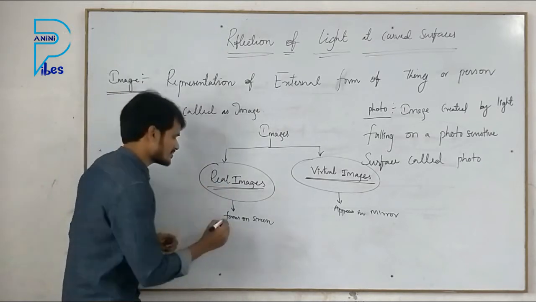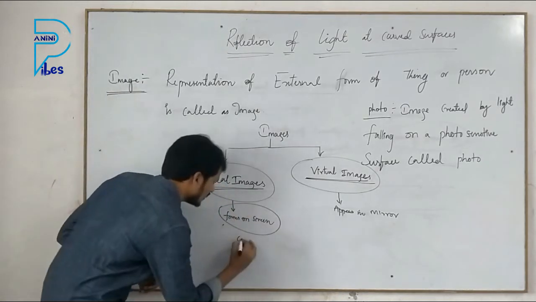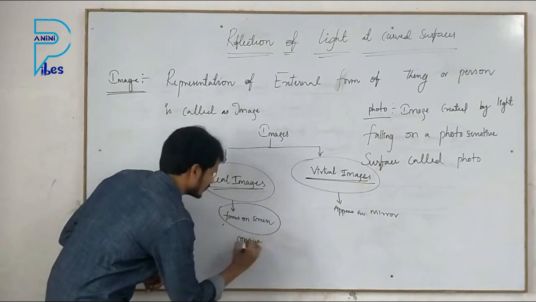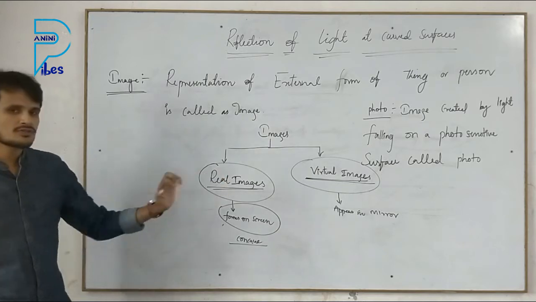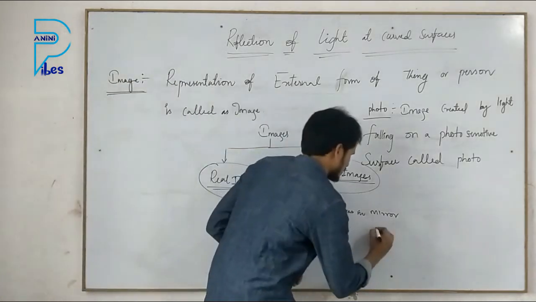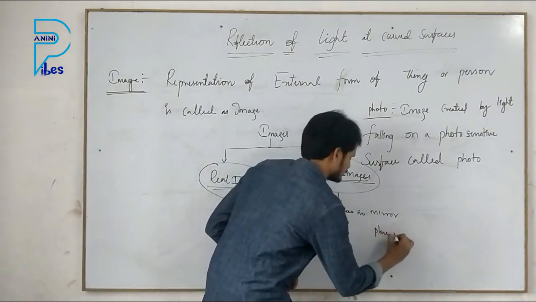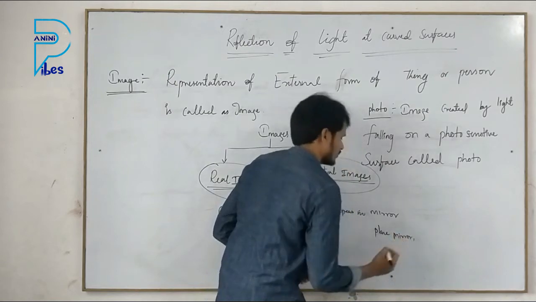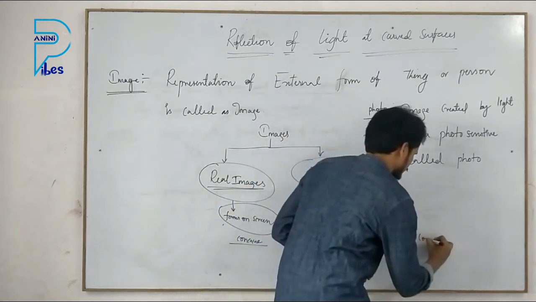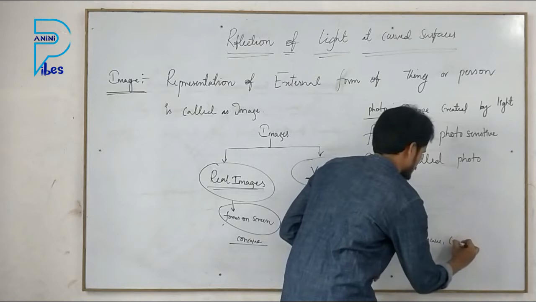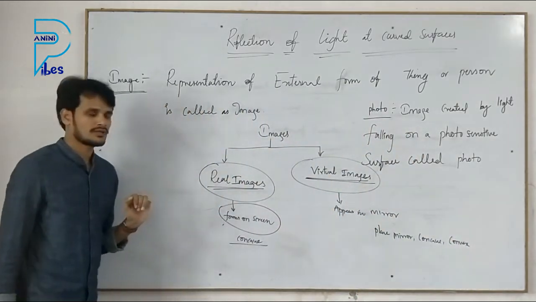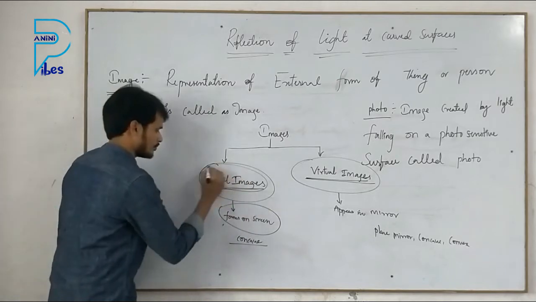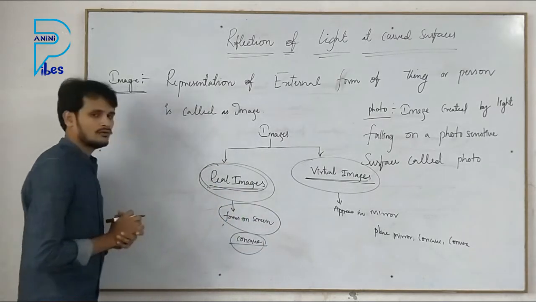These real images are captured only by a concave mirror. So a concave mirror can show what? Real images. But what about virtual images? Virtual images can be captured by a plane mirror, concave mirror, and as well as a convex mirror. The three mirrors can show what? Virtual images. But real images are possible only on a concave mirror.